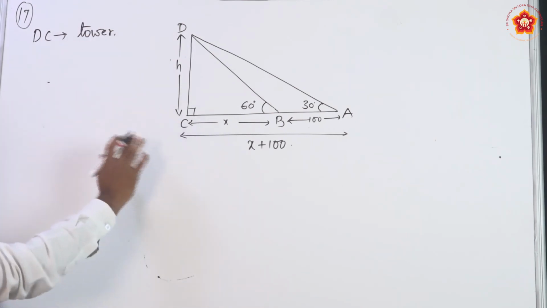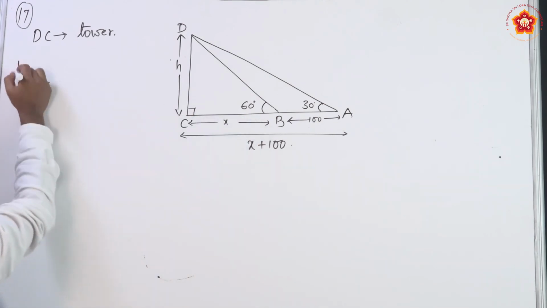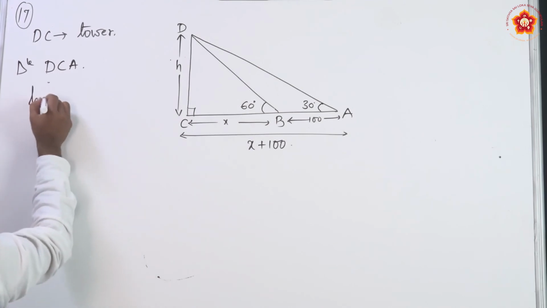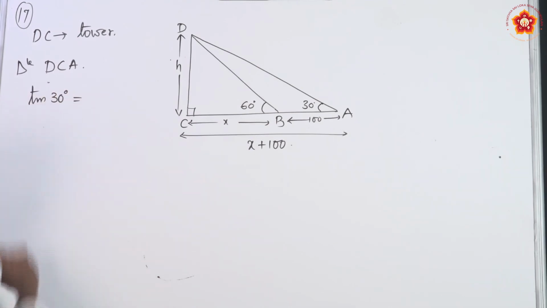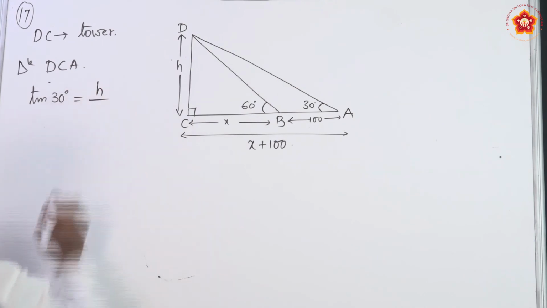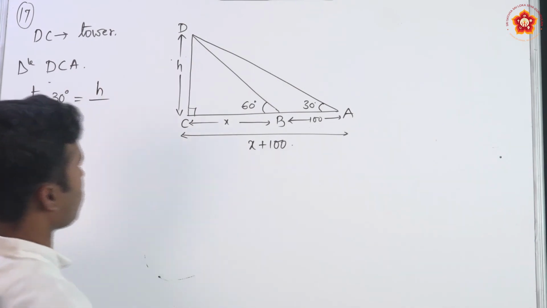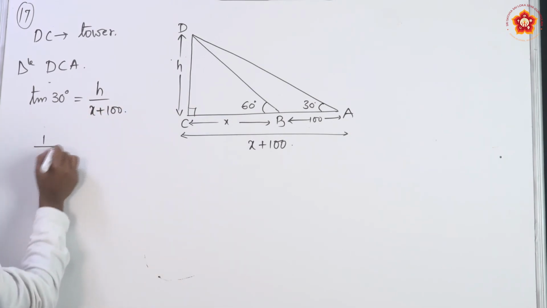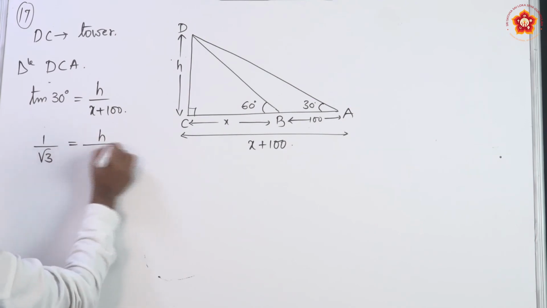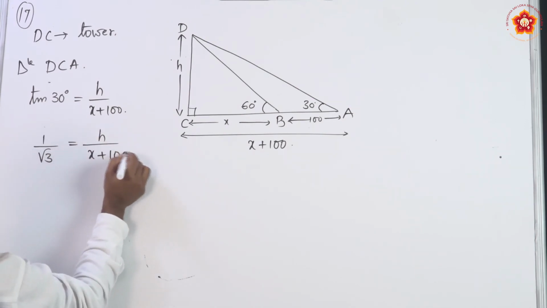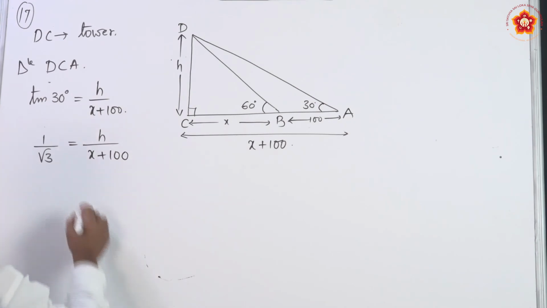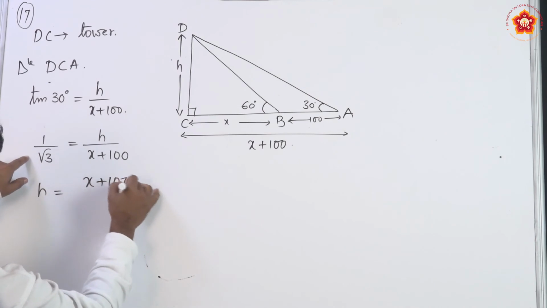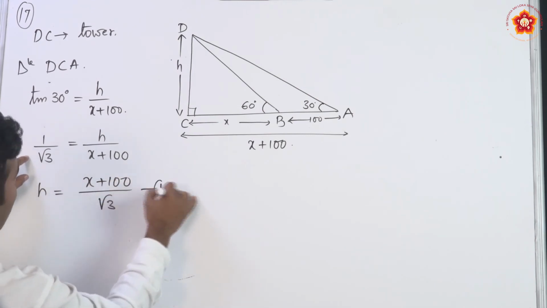Now from the triangle DCA, I can define tan 30 degree. Tan 30 degree is equal to opposite side h and adjacent side x plus 100. So, what is tan 30 degree? 1 by root 3 is equal to h by x plus 100. Now, what is h from here? Do cross multiplication, h is equal to x plus 100 divided by root 3. Call it as 1.